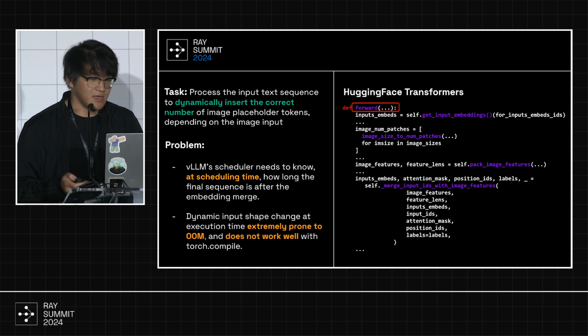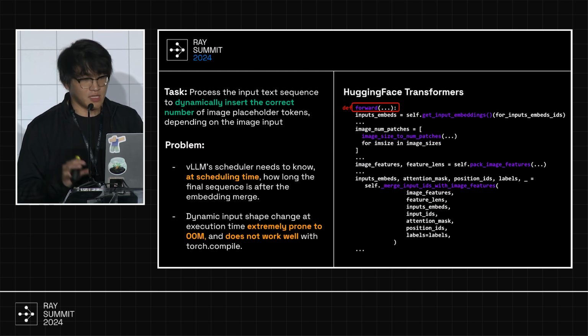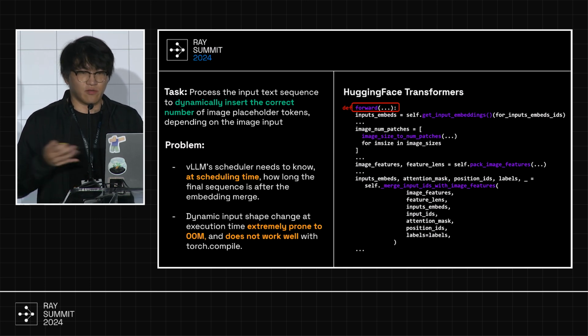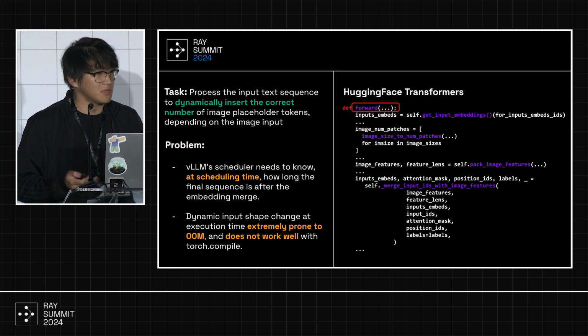And secondly, this kind of dynamic input shape change at execution time is extremely error-prone, and it also doesn't work well with the torch compile static shape input that we want to support in the long run. And you could argue that we just move that logic out of the forward pass, make some helper function in the code base, and make sure it works with the model.